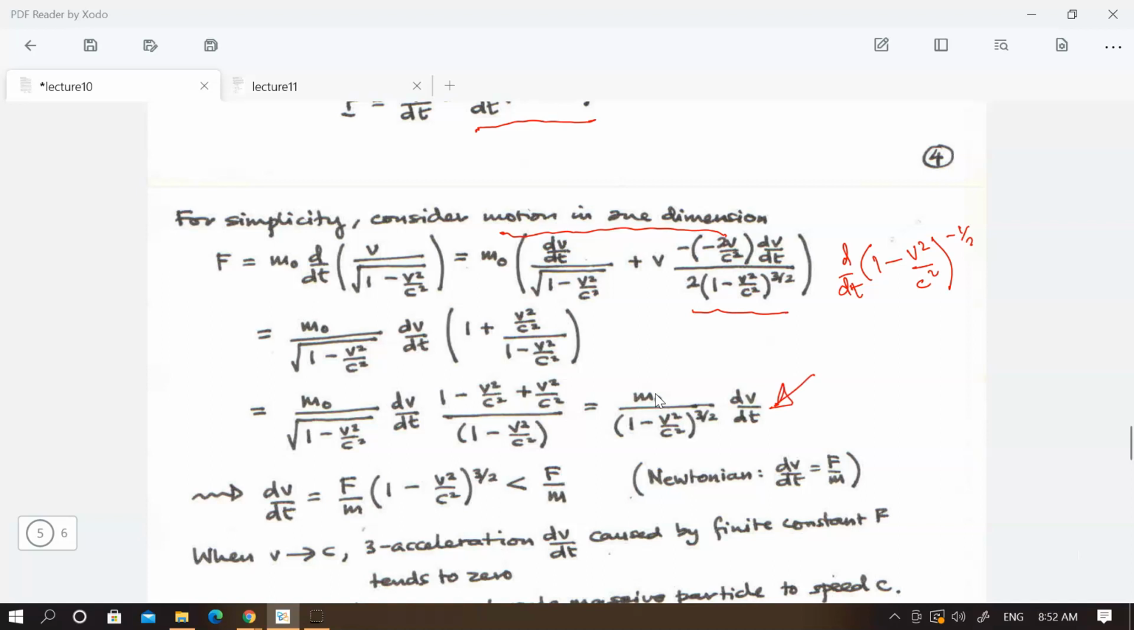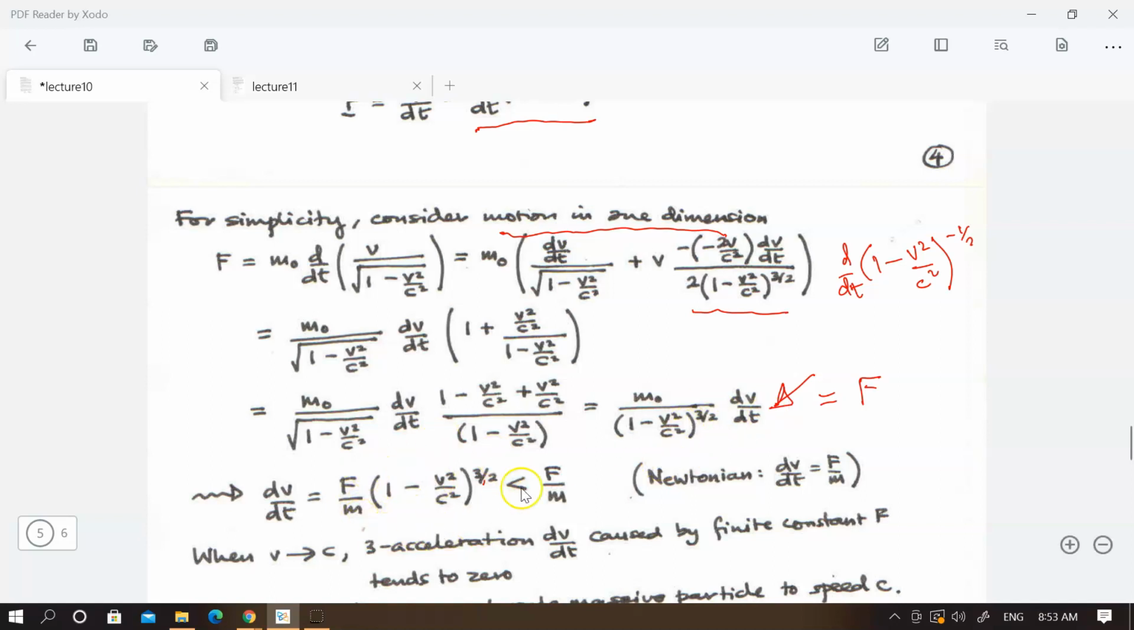So why are we doing this? Well, this is going to be equal to F. Now, I can invert this to get a formula for dv/dt. dv/dt is how much you can accelerate your particle, or in this case, any object, even a frame. So dv/dt is given by F over m times 1 minus v squared on c squared to the power of 3 over 2. Just rearranging this equation.